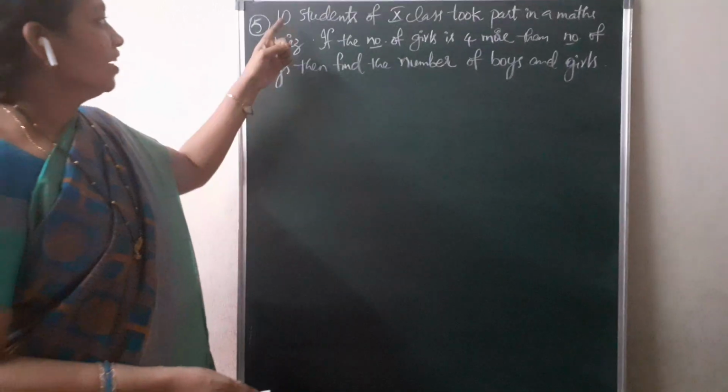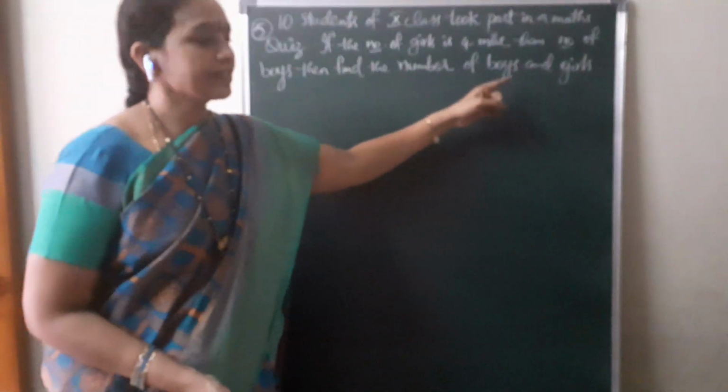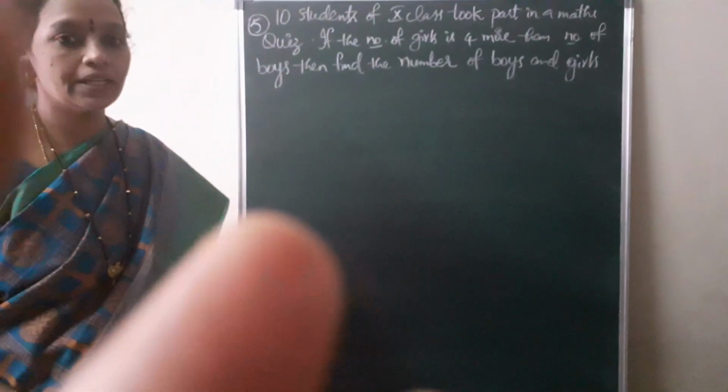One more question. The 10 students of 10th class took part in a mathematics quiz. If the number of girls is 4 more than the number of boys, then find the number of boys and girls in the quiz in 10th class.